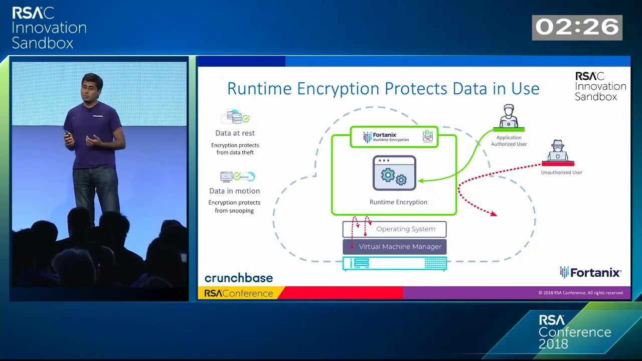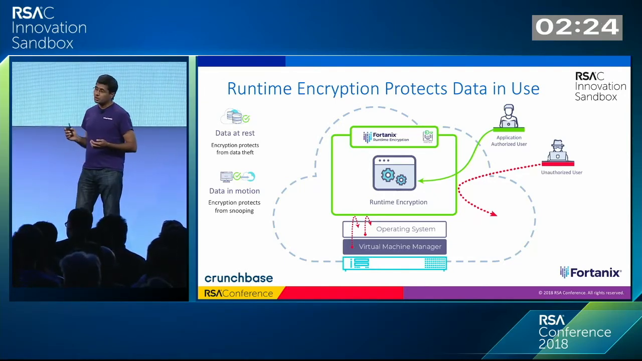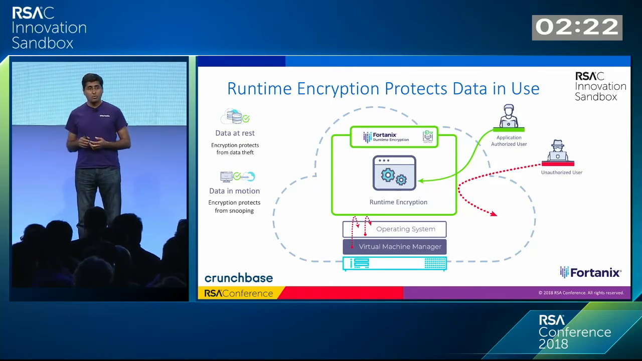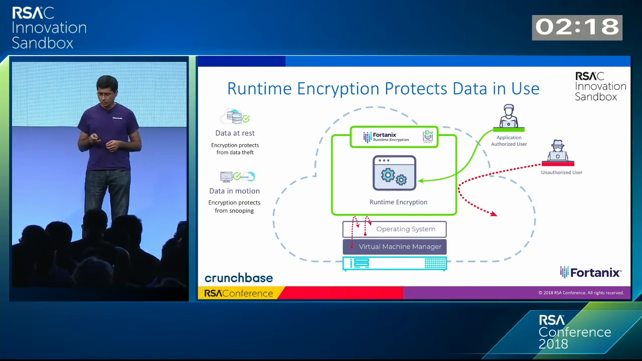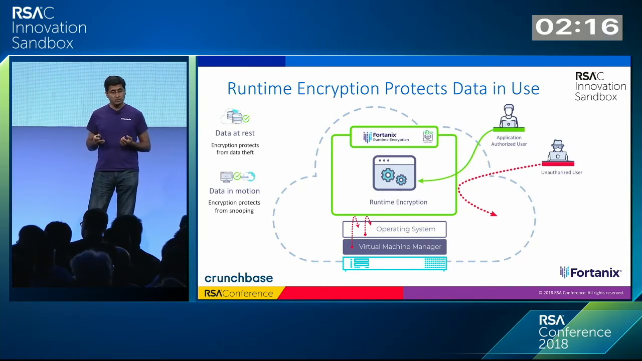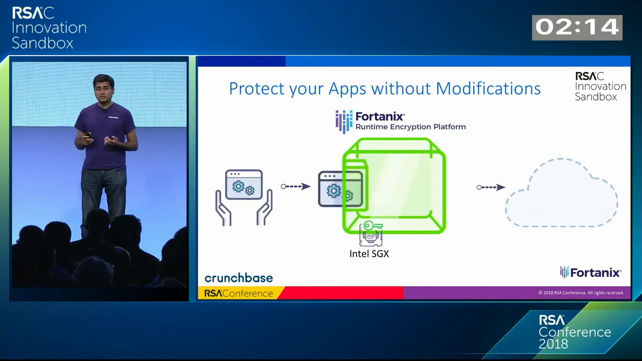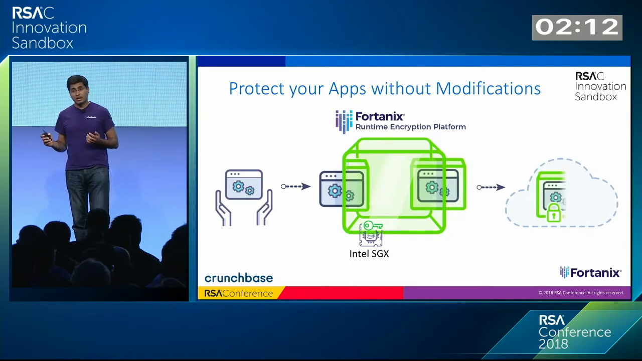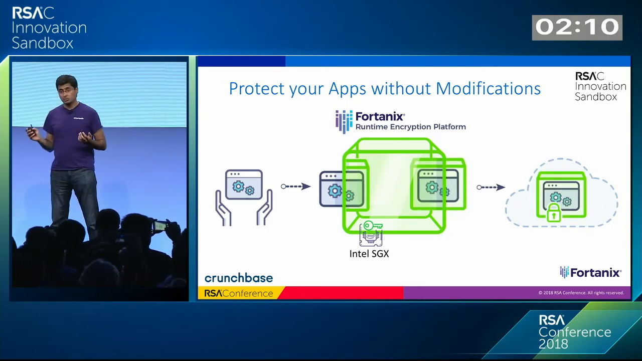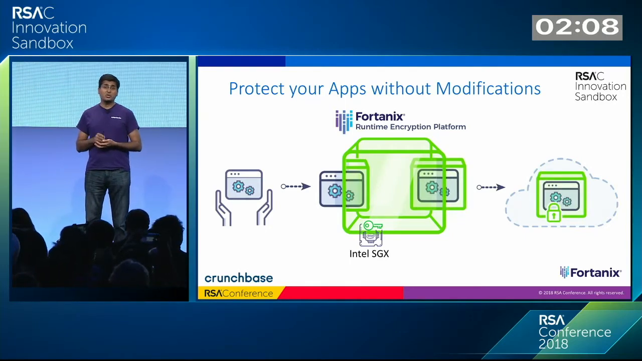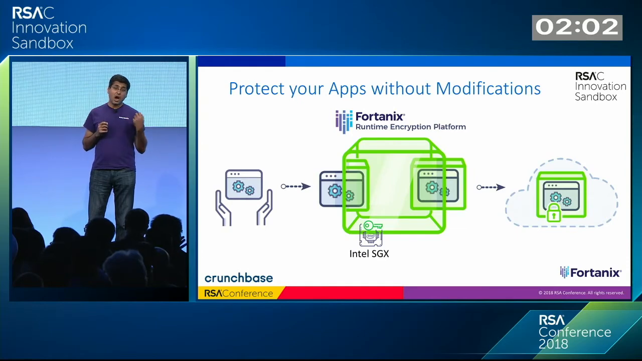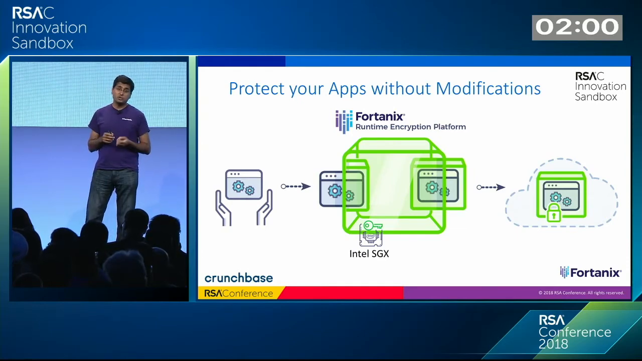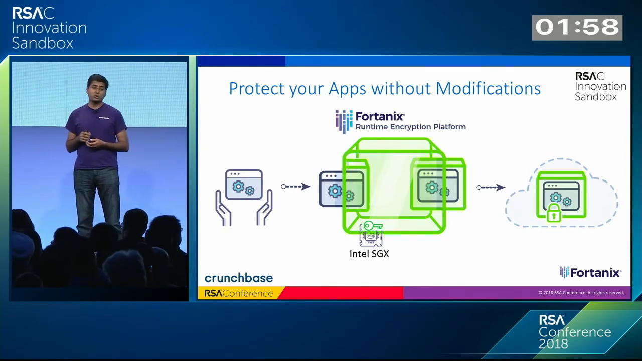Just like encryption today protects data at rest and data in motion, Fortanix's runtime encryption platform protects data in use even when infrastructure has been compromised. So how is it even possible? We use Intel SGX to run applications inside secure enclaves, isolated from the rest of the system. We do so transparently without requiring any app modification. With the code that you already have, we create a portable security envelope, and that envelope travels with your application, protecting your application wherever the app runs.